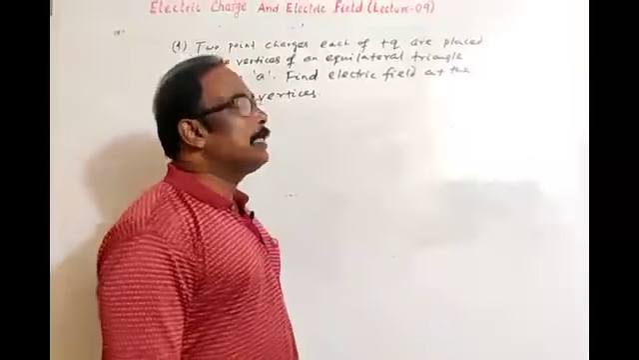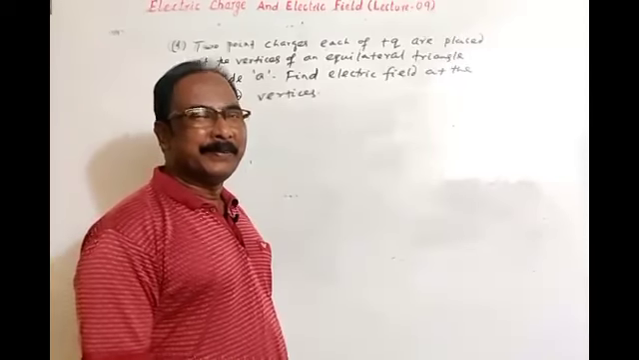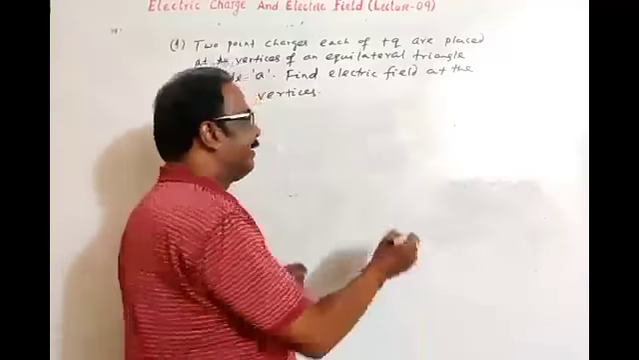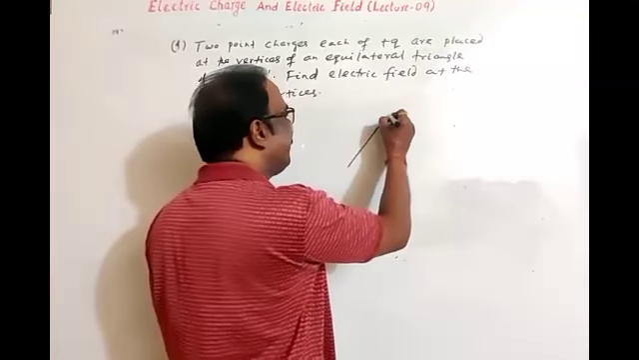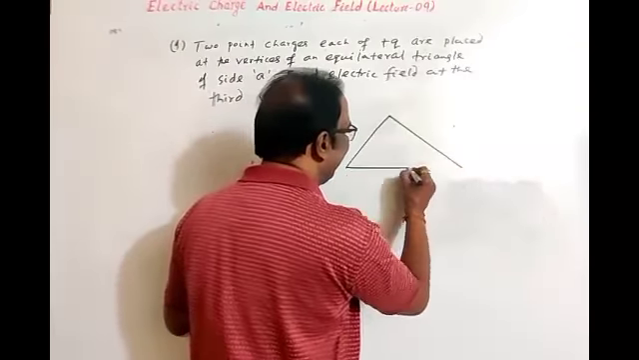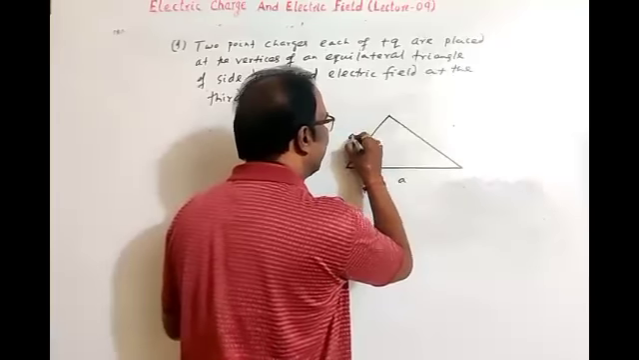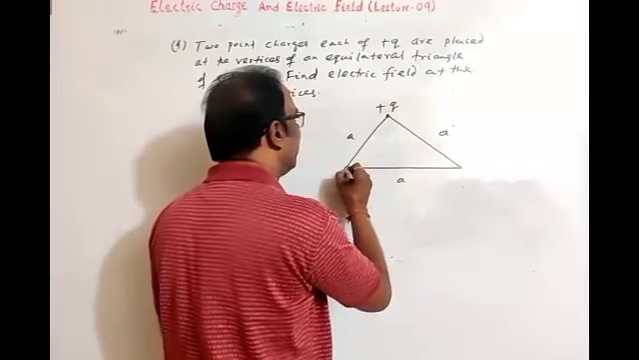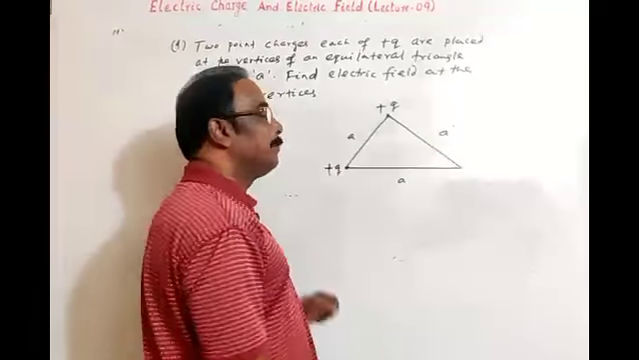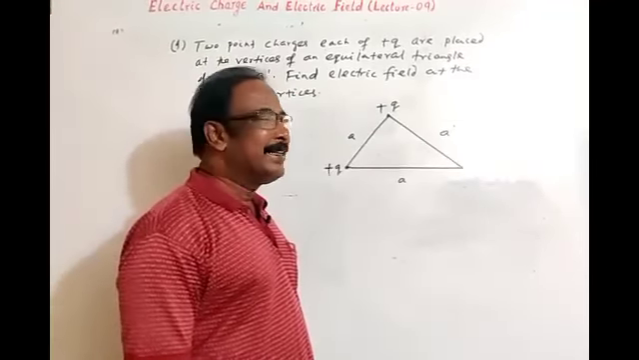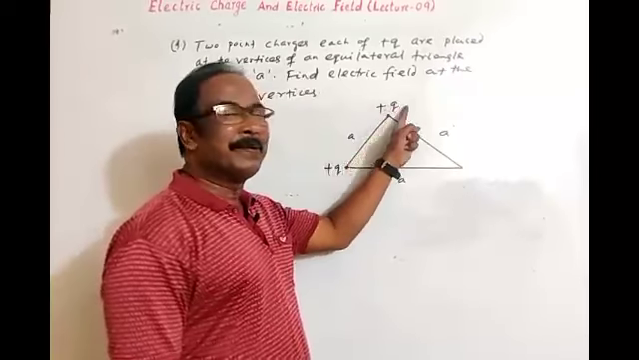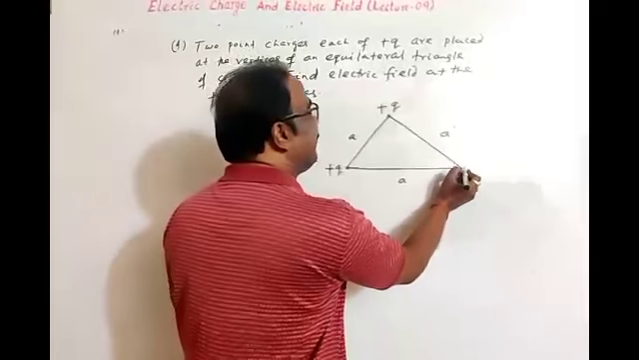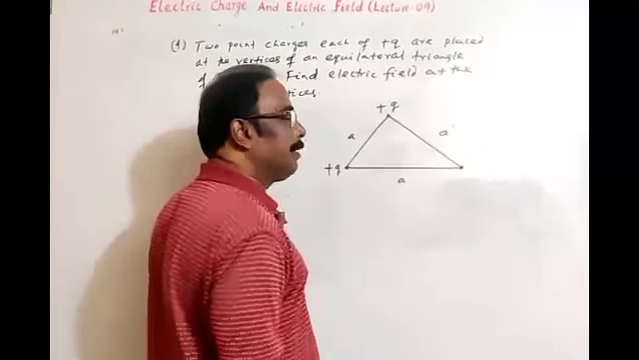2 point charges each of plus q. In place of plus q, any value of charge could be given. This is an equilateral triangle. Each side of the triangle is A. At the 2 vertices there are 2 point charges, plus q and plus q, and we have to find the resultant electric field, meaning the sum of the electric fields due to the 2 charges at the third vertex. So this is the point where we have to find the resultant field intensity.